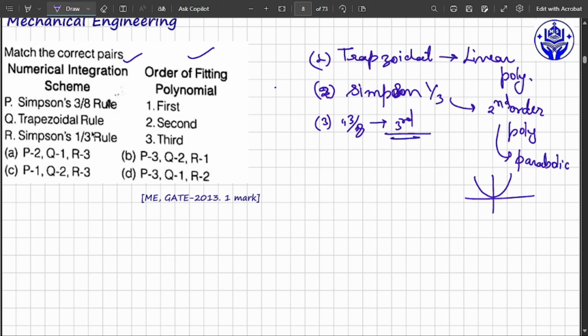Now you can easily see that trapezoidal is the first order, this is second. So I think Q is 1. In this case, the correct answer will be D. Okay, so D is the correct answer.